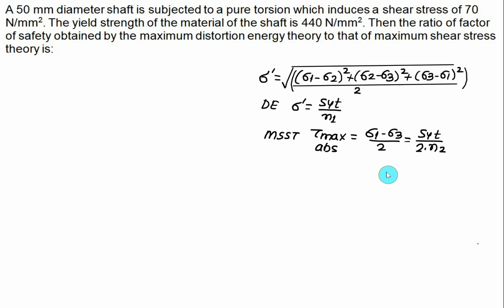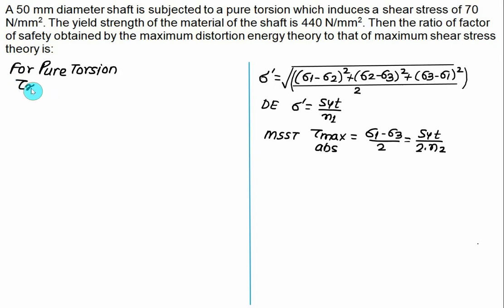to find out. We have given here the diameter of the shaft equal to 50 mm and it is subjected to pure torsion. So whenever we have pure torsion, in that case the only shear stress that exists on the shaft is 70 megapascal, and we have a circle centered at origin. So for pure torsion, we have the value of tau xy equal to 70 megapascal.